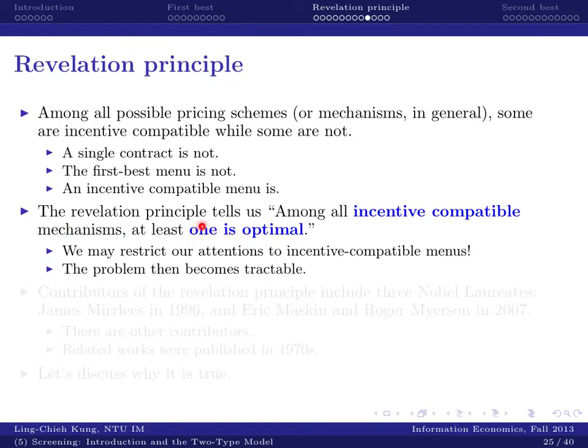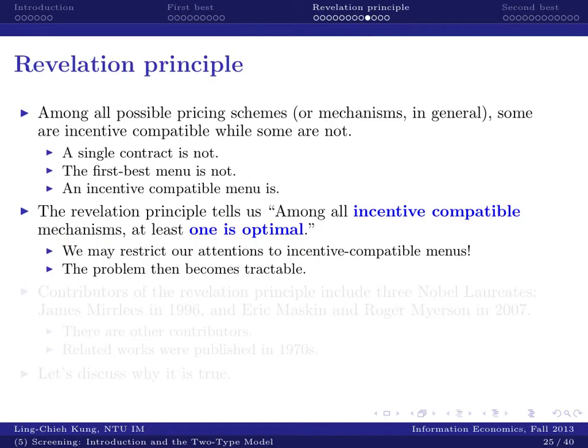The revelation principle tells us this thing. Among all incentive compatible mechanisms, at least one of them is optimal. Oh, so that's a very significant, very strong result. If this is true, we can ignore all those incentive incompatible contracts. That's not going to be optimal. Oh, sorry. Some of them may be optimal, but I don't care. Because in the smaller set of incentive compatible contracts, one of them is optimal.